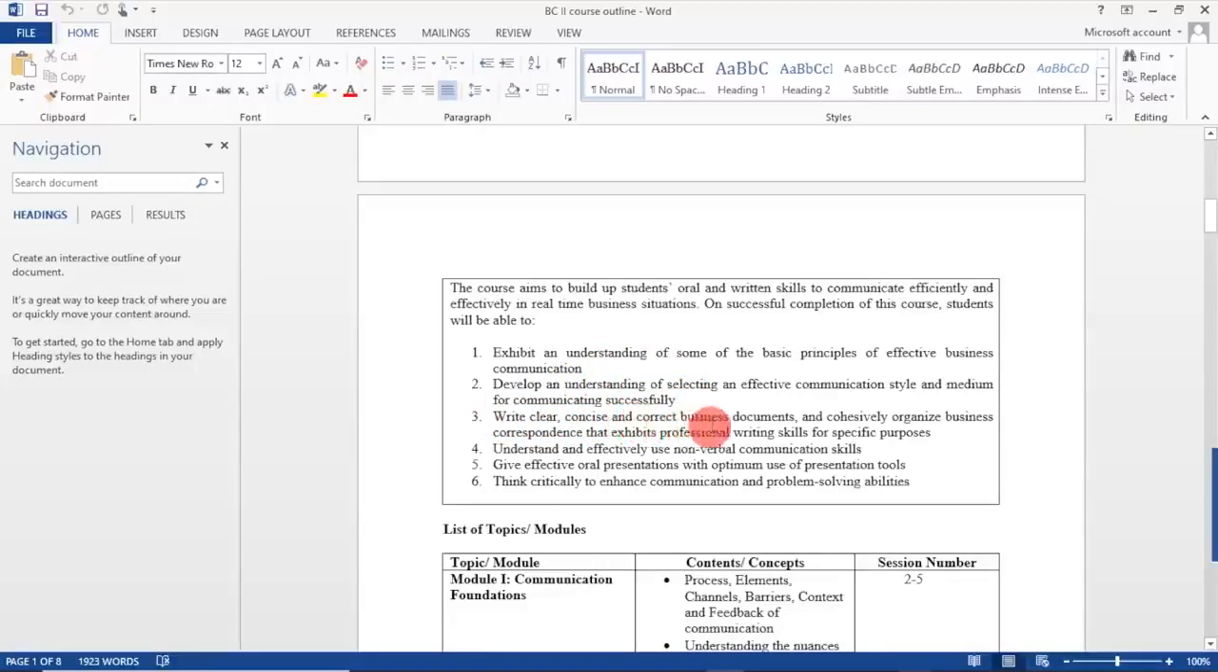Write clear, concise, correct business documents. So we are somewhere talking now of creation of the documents. Understand and effectively use non-verbal communication. So again it is understanding and some creation. Give effective oral presentation. Now they should be able to create something here, and think critically to enhance communication and problem solving skill. Now this problem solving skill will bring in their evaluation and analysis skills. And if you ask them to prepare some document, that will then be taking care of their higher order thinking skills, and at the end they are able to create something, which should be the objective of every course.